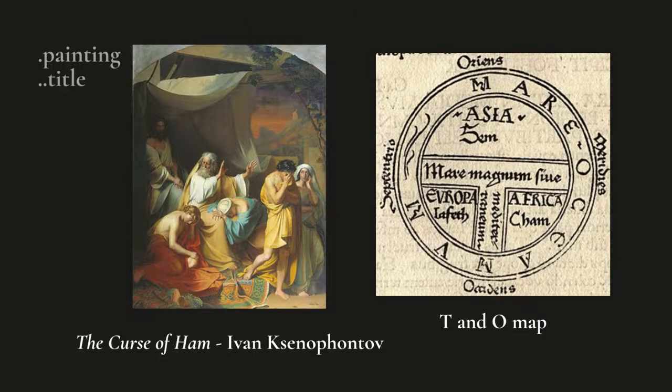Title. The title refers to Ham, son of Noah. According to the Bible, when he saw his father's nudity and showed it to his brothers, he was cursed to be the slave of his siblings. The Abrahamic religions indicate Ham as the originator of the African continent. The redemption means there's a way for Ham to be redeemed for his sin, by being white.